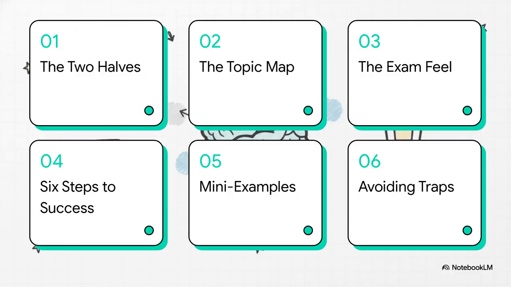Here's our agenda for this explainer. First, we'll look at the two halves of the area, then the topic map. After that, we'll discuss the exam feel, followed by a 6-step framework for success. Then we'll run through some mini examples, and finally wrap up with how to avoid common traps.